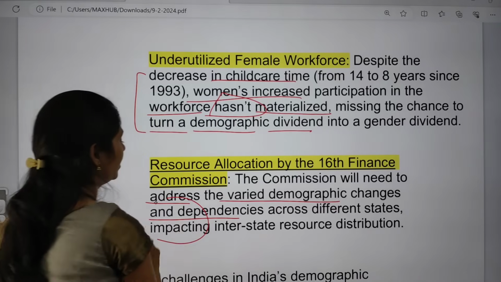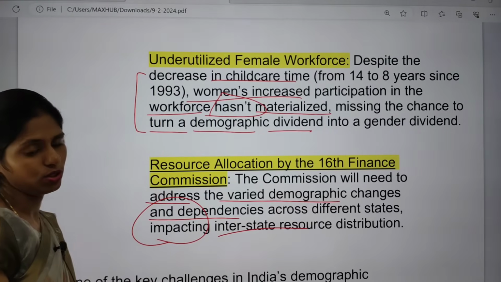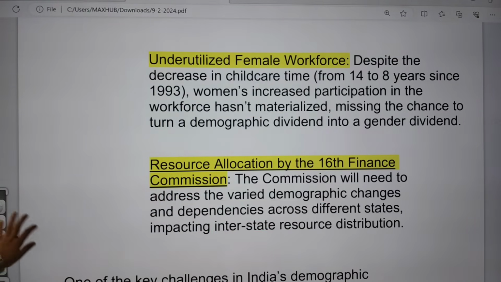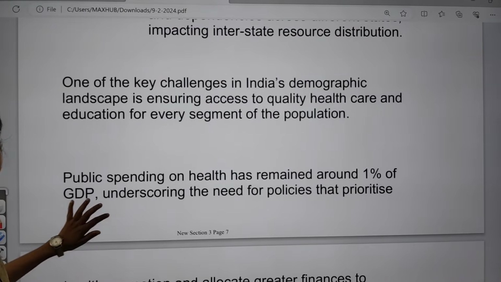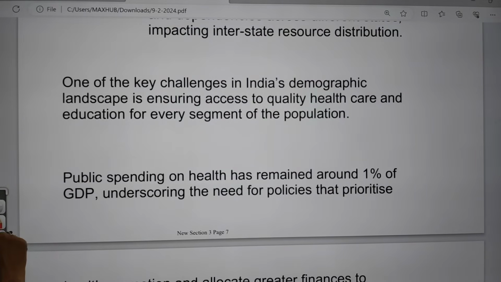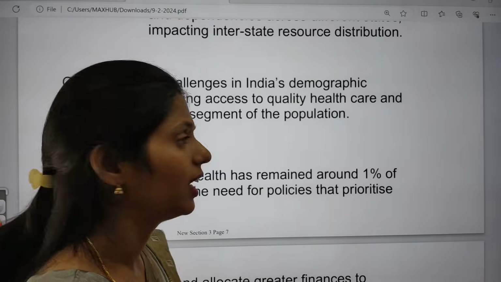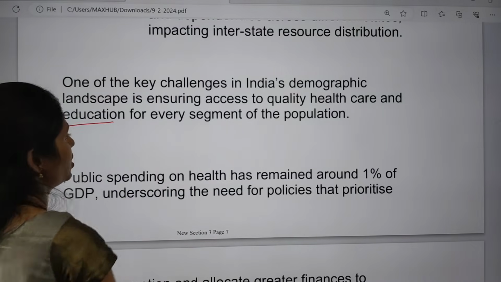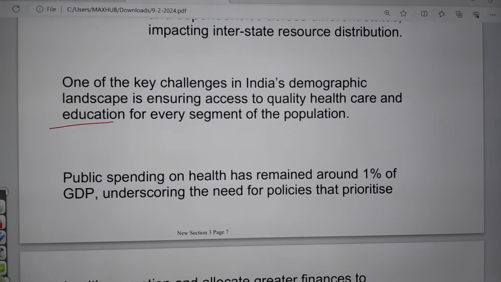and that is impacting this interstate resource distribution. So these are some important challenges, and especially the challenges which are given in this article here, the first one is health. So there is no quality of healthcare in India and even education also. So what is the public spending we are doing in this health sector? It is just around 1% of our GDP.